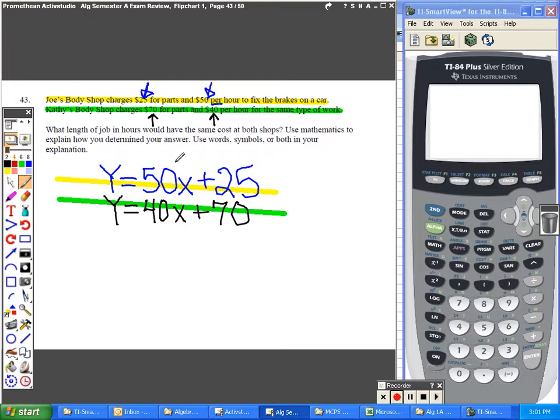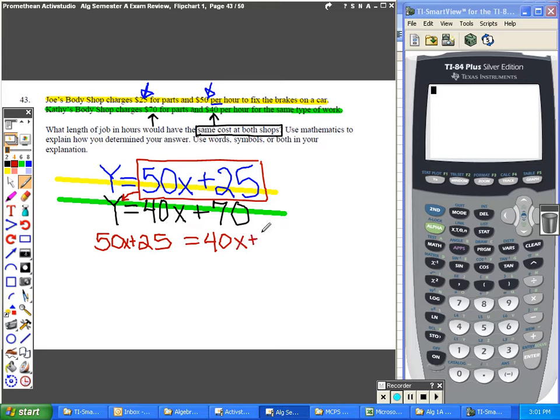Now I assume I'm going to have to solve this somehow. What length of jobs would have the same cost at both shops? When someone says they want two things to be the same, you have to set them equal to each other, because when someone says the same in math, they mean congruent or equal. So I'm actually going to take this guy and put him where the y is. I'll write it out real long: 50x plus 25 is equal to 40x plus 70.